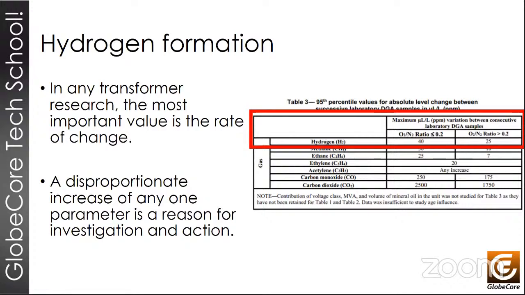The C57.104/2019 standard defines the values of the allowable rate of change between successive laboratory analyses. This rate of change does not take into account the age of the transformers, but does take into account the ratio between oxygen and nitrogen. And again, it gives us two large sections in the table for where the values are less than or equal to 0.2. Here we have a rate of change of no more than 40 ppm possible, but when the ratio is over 0.2, no more than 25 ppm change is allowed.